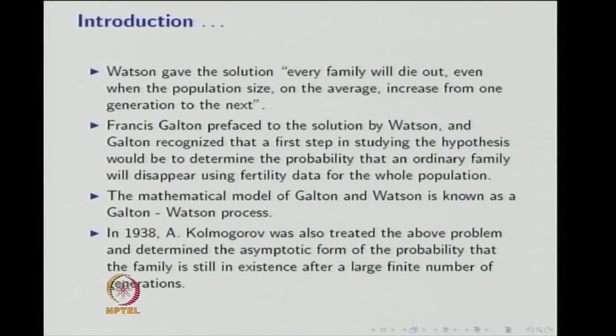In 1938, Kolmogorov also treated the above problem and determined the asymptotic form of the probability that the family is still in existence after a large finite number of generations.